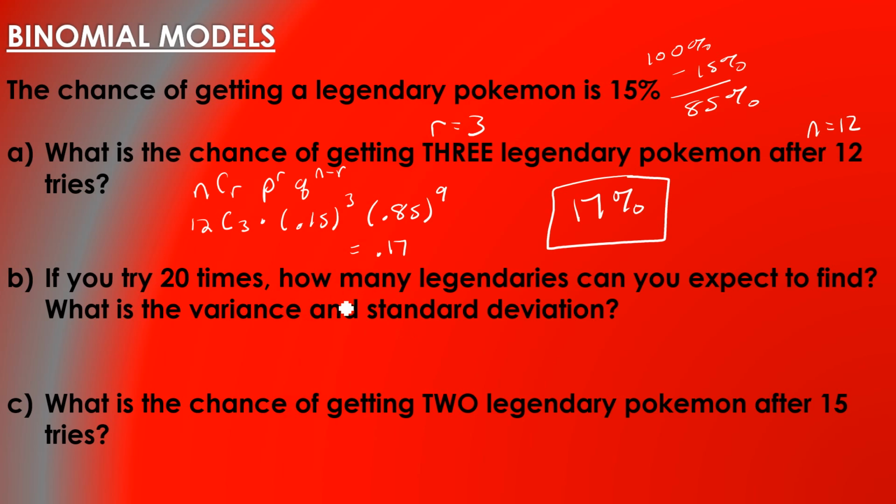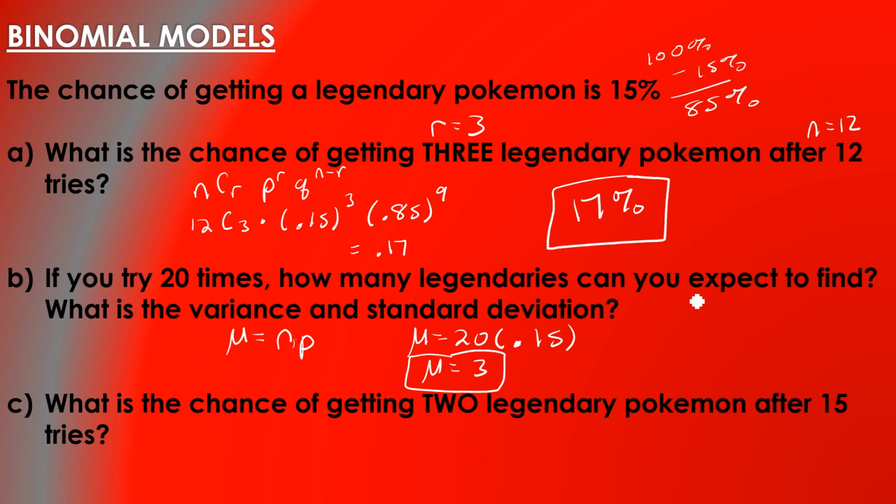If you try 20 times, how many legendaries can you expect to find? So our expected value, or our mean, is NP. So I take 20 tries, and then times my probability there. And if we were to type that into our calculator, we would get 3. So we expect 3 successes after 20 tries.